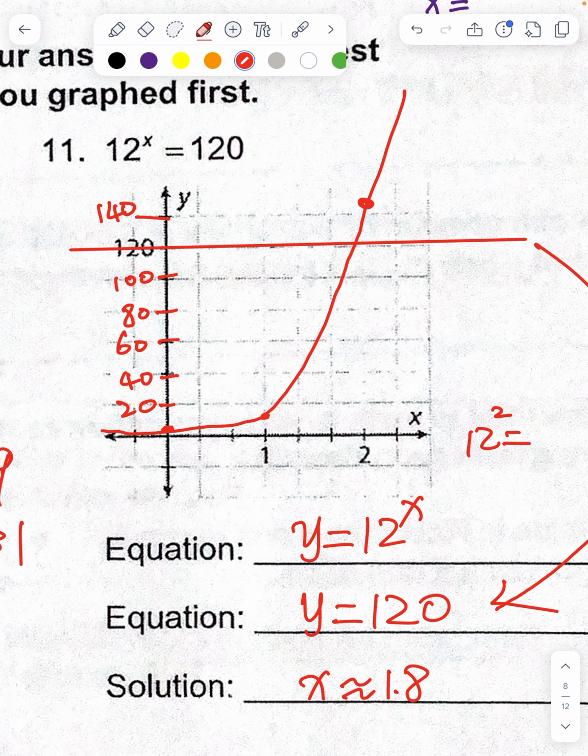12 raised to maybe 1.9. 12 raised to, I'm checking the value with the calculator. 1.9. Let's do 1.9. 1.8 is a little bit too small. Okay, 1.9, good enough.